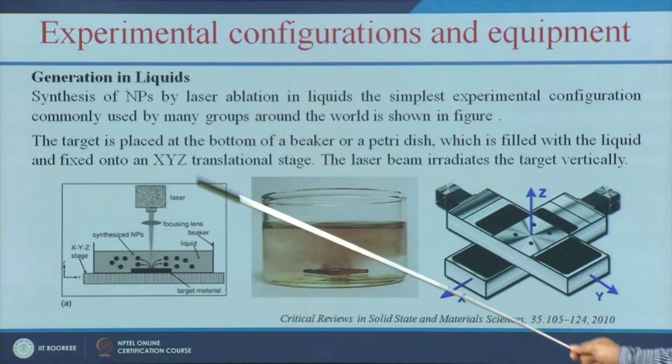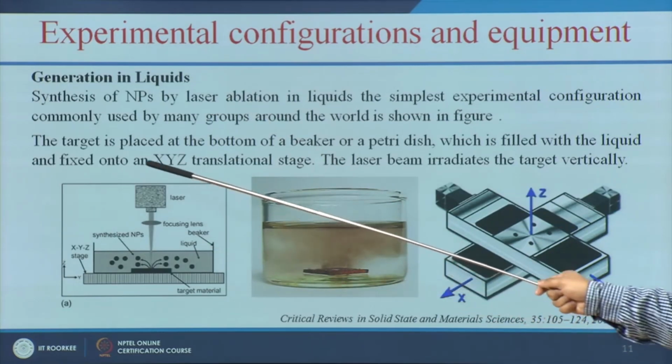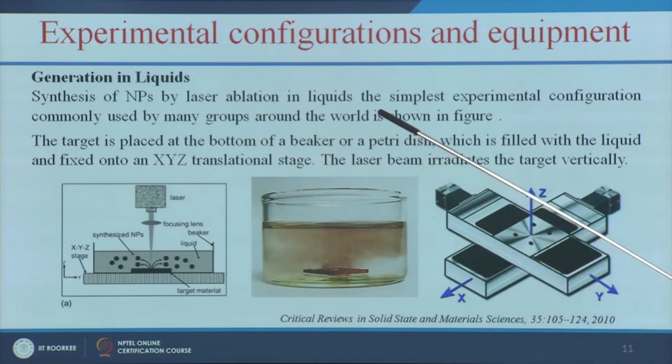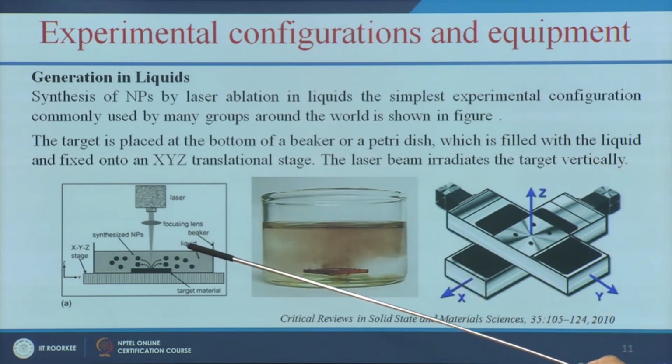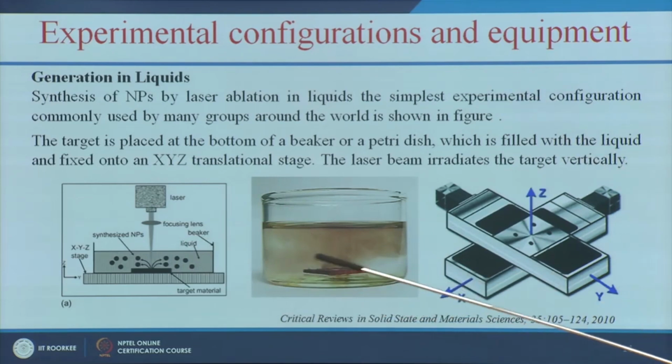So this is the experimental setup of laser ablation. You can see here the synthesis of nanoparticles by laser ablation in liquids, which is one of the simplest experimental configurations, and here you are going to keep your metal slice. If you want to make silver nanoparticles, you keep the silver slice, and if you want to make copper, you can keep the copper slice here.